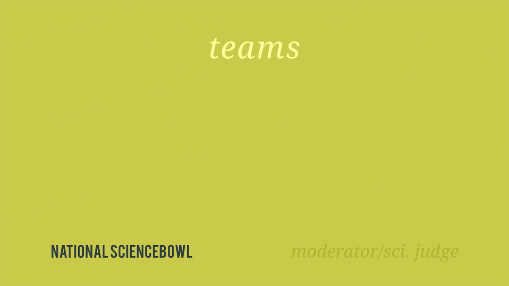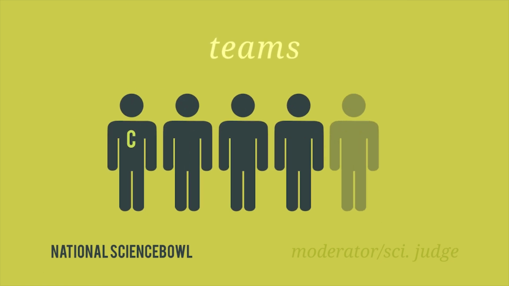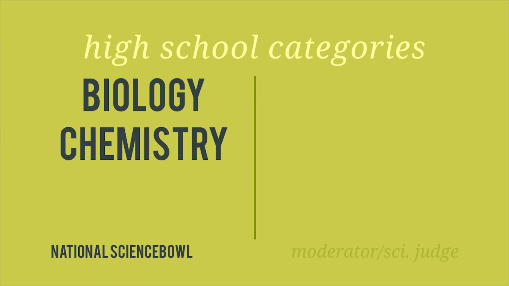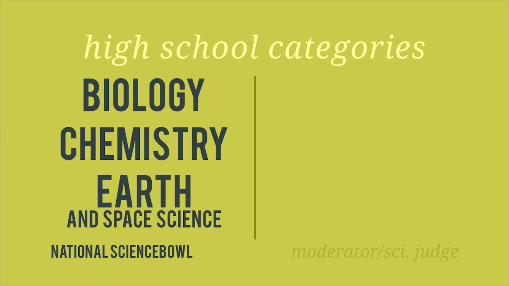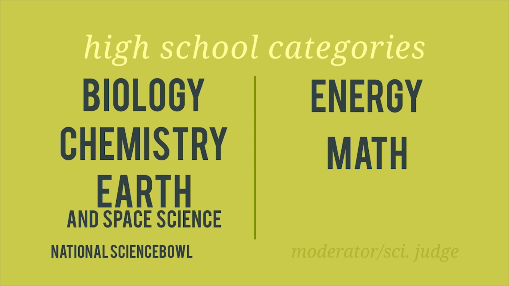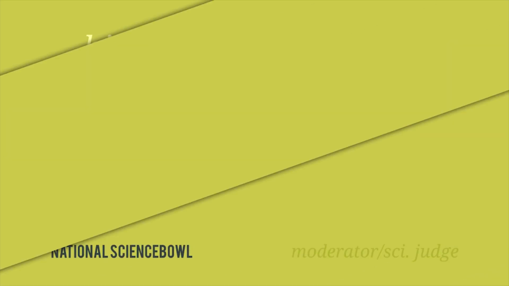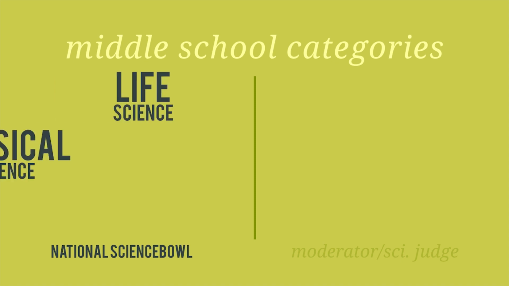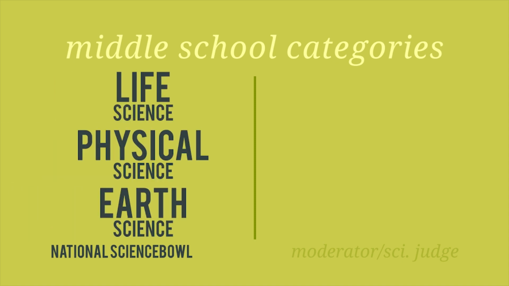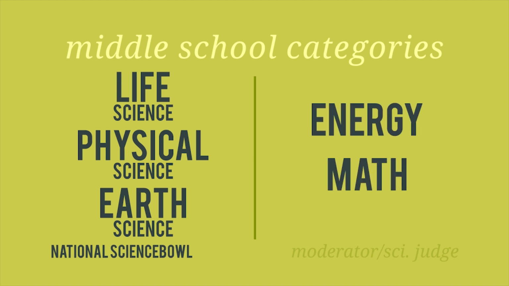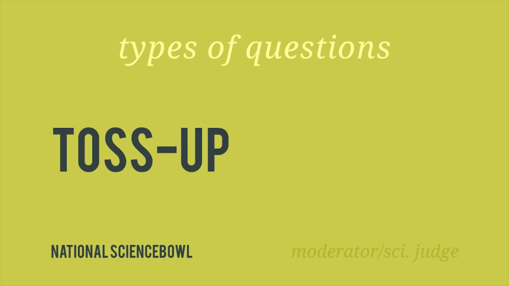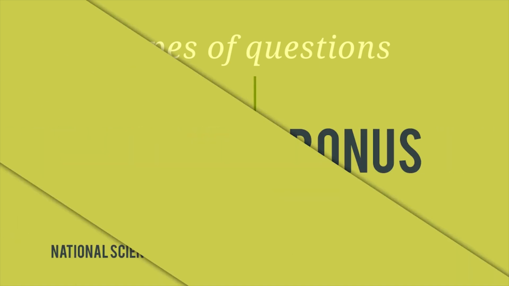Each team consists of 4 or 5 students, though only 4 will be competing at any time. The high school question categories are biology, chemistry, earth and space science, energy, mathematics, and physics. The middle school question categories are life science, physical science, earth science, energy, and mathematics. 2 types of questions will be used: toss-up and bonus questions.